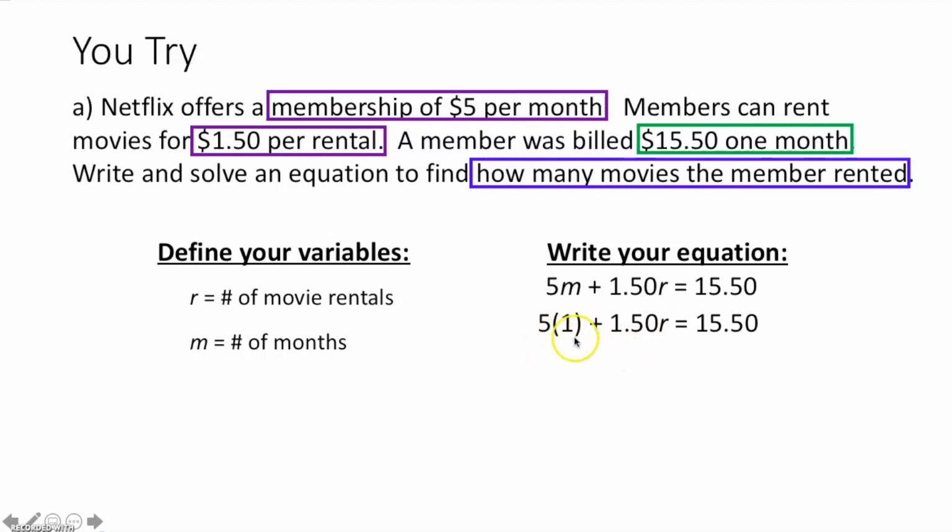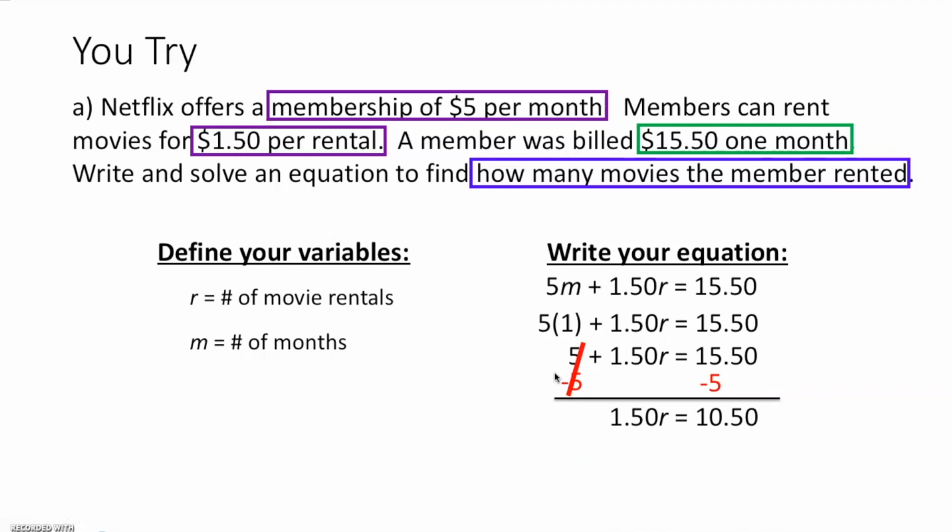So we simplify. Can we simplify this? Yes, 5 times 1 equals 5. Sweet. Now we move variables to the left. Done. Constants have to go to the right. We start with anything added or subtracted to our variable, so that would be this 5. It's got to go. Since it's positive 5, I subtract 5 on both sides. These are going to cancel out. I'm left with 1.50r is equal to 10.50.